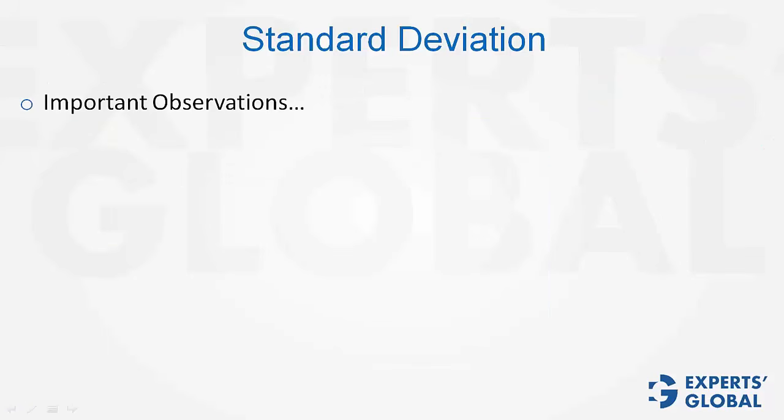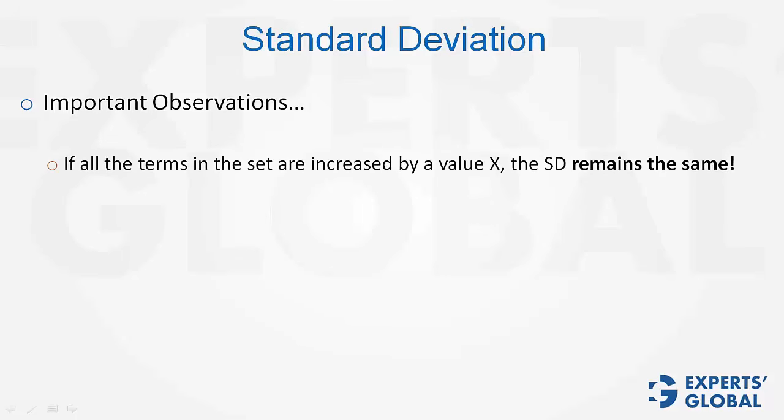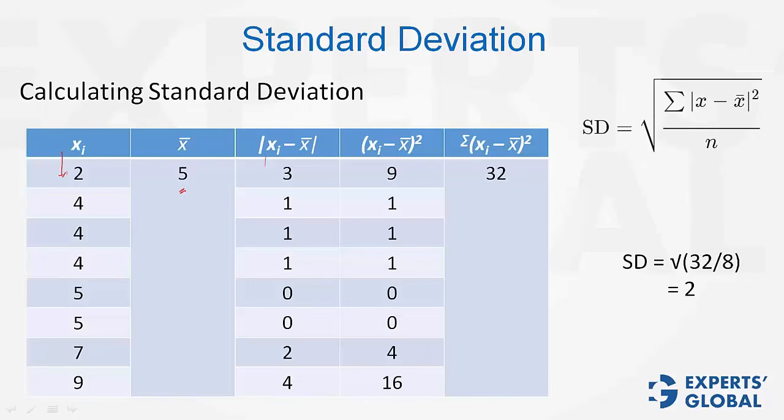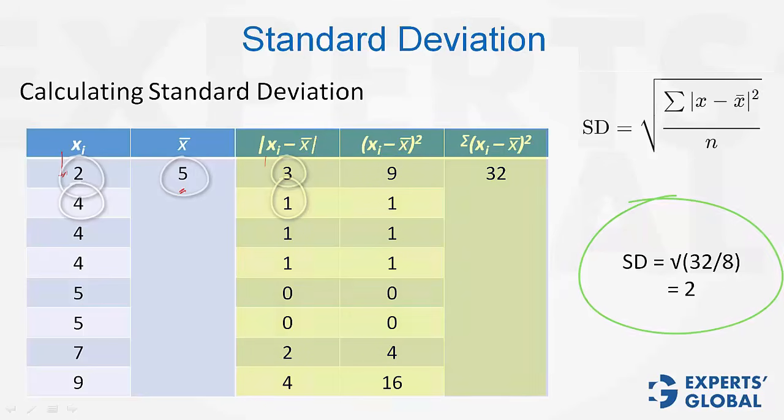Now some very important observations about standard deviation. What happens if all the terms in the set are increased by a value of x? Imagine what would happen. Suppose I add 10 to each value. 2 will become 12, 4 will become 14, likewise. But then the mean 5 will become 15, and between 12 and 15, the difference would still be 3. Again, between 14 and 15, the difference would still be 1, and therefore nothing will change in these columns. Therefore, the standard deviation would remain the same.